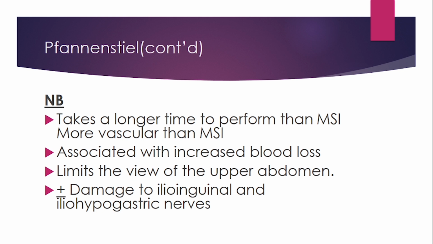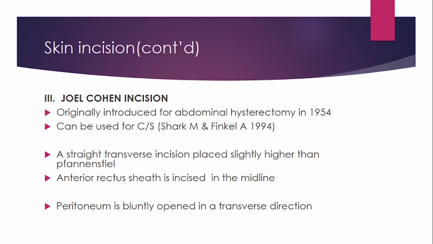So it actually takes longer to perform a Pfannenstiel compared to midline subumbilical incision. Then blood loss is a little more. Then you may not have access to the upper part of the abdomen. Then there may be damage to ilioinguinal and iliohypogastric nerves.